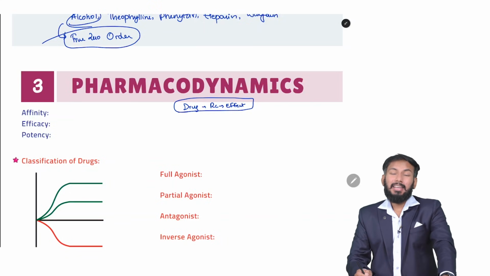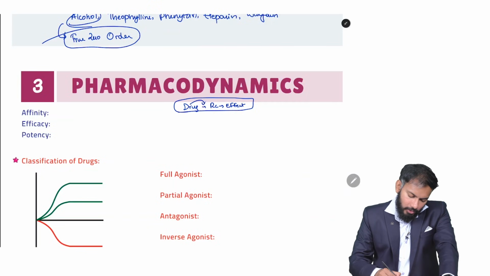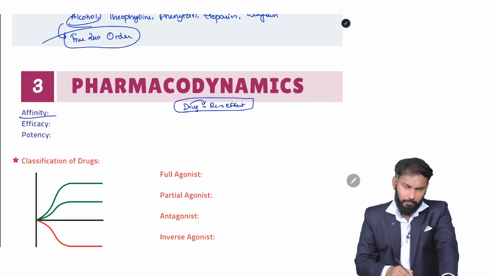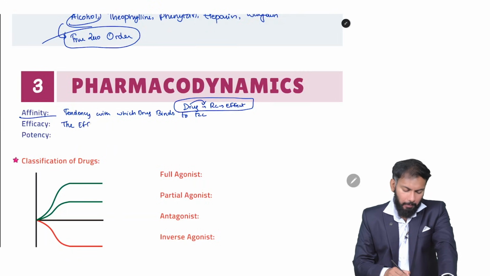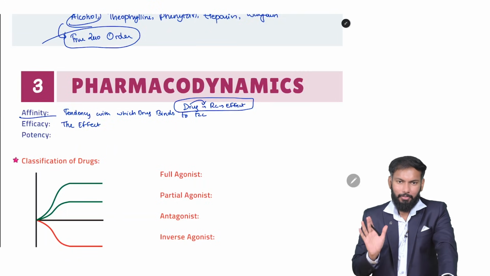Now, the tendency with which the drug binds to the receptor is known as affinity. What about efficacy? The effect that is seen after binding to the receptor is known as efficacy.